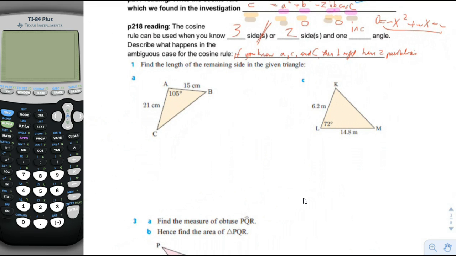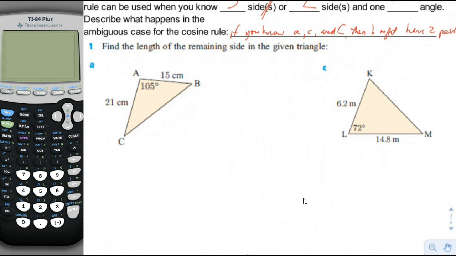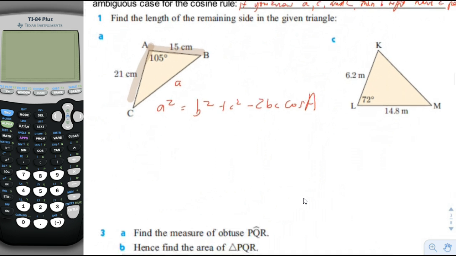Find the length of the remaining side in the given triangle. So we have included angles here, so these are relatively simple cases of applying the cosine rule. We are looking for the A side, so we would use the formula a squared equals b squared plus c squared minus 2bc cosine A. And you can see that this is pretty easy to memorize. So a squared is equal to 21 squared plus 15 squared minus 2 times 21 times 15 times the cosine of 105 degrees.